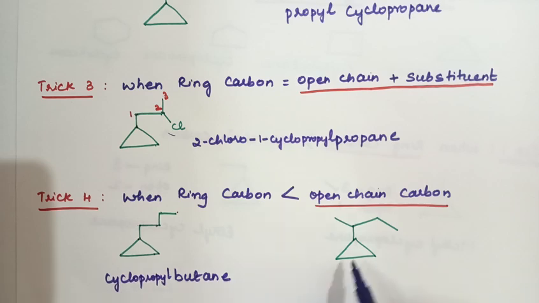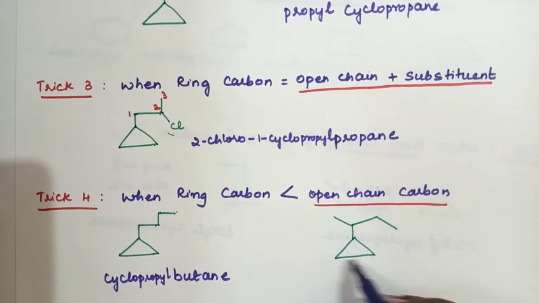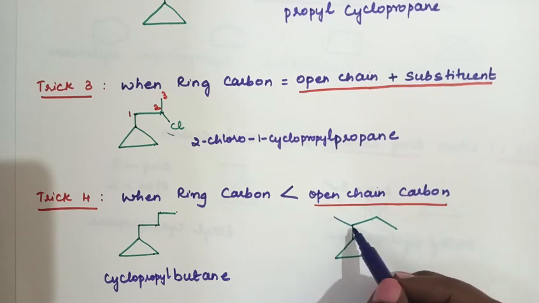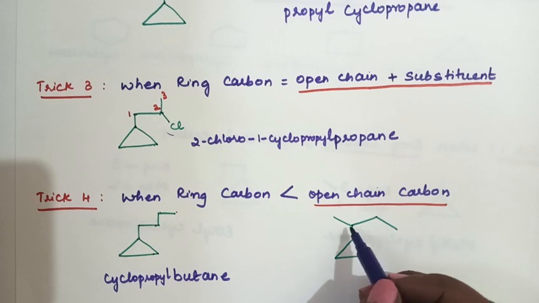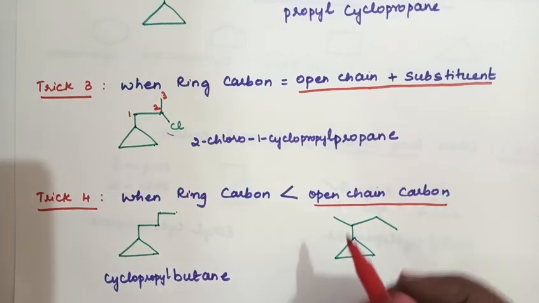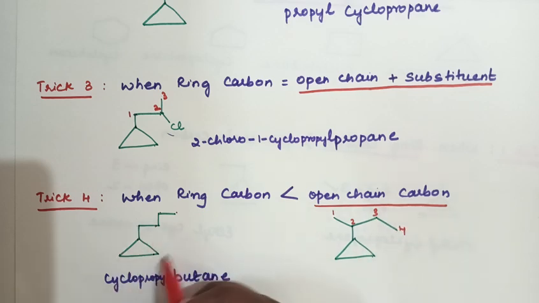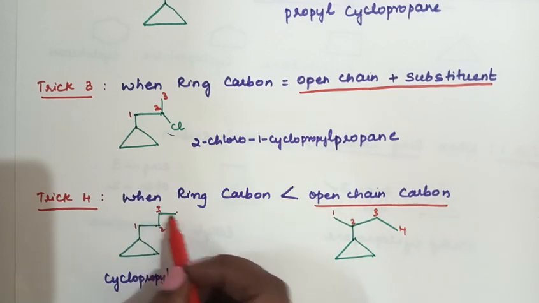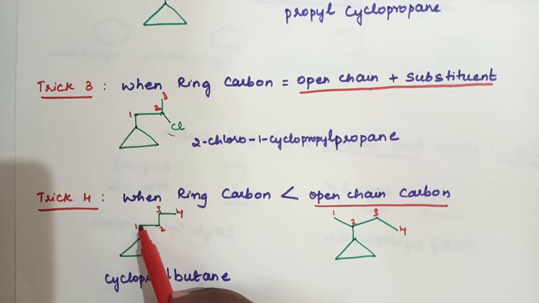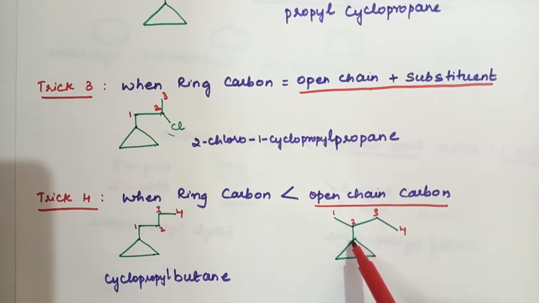Cyclopropyl butane. See here in the ring, 1, 2, 3, there are 3 carbon atoms, and in the open chain, 1, 2, 3, 4, there are 4 carbon atoms. So we have to give preference to the open chain. So start numbering 1, 2, 3, 4. So to position 1 cyclopropane is attached. So you can write here as 1 cyclopropyl, or you can just write it as cyclopropyl. But here the cyclopropyl group is attached to the second carbon, so we have to mention that.